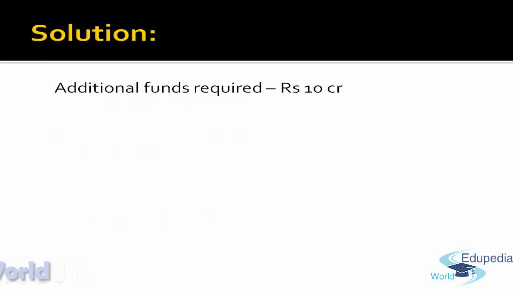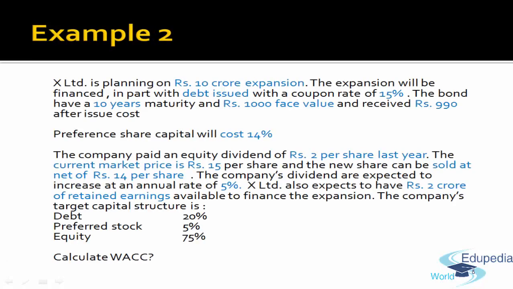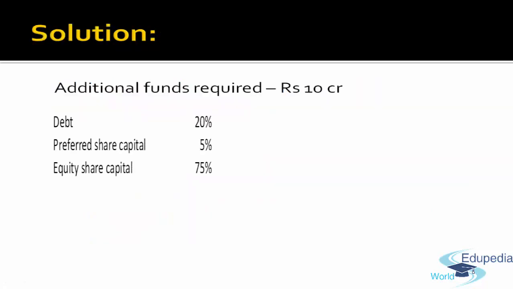So let's solve this question. How much is the additional funds required? 10 crore. What was the target capital structure? Debt 20%. So for 10 crore, at least 2 crore will be debt. 50 lakhs will be preferred stock and the balance 75% will be equity. So accordingly I have bifurcated: debt will be 2 crore, preferred 50 lakhs and equity share is 7.5 crore.